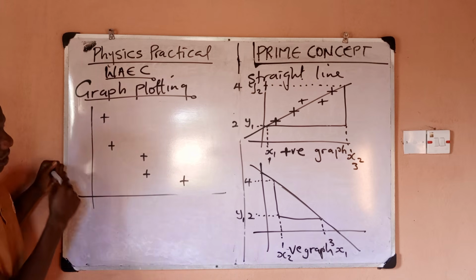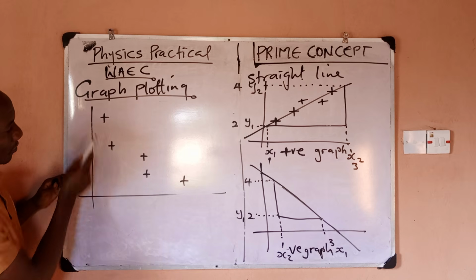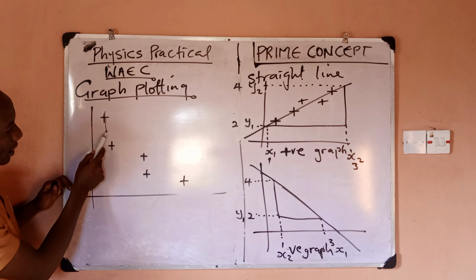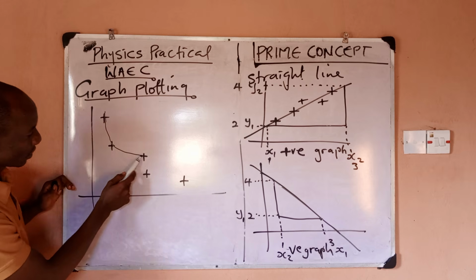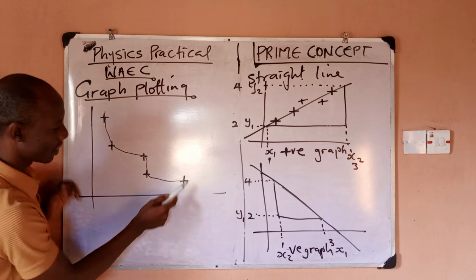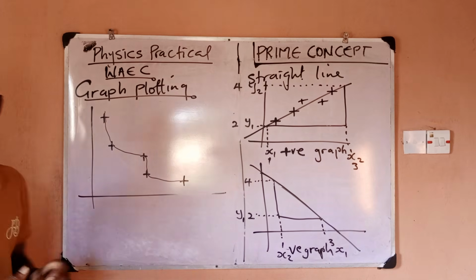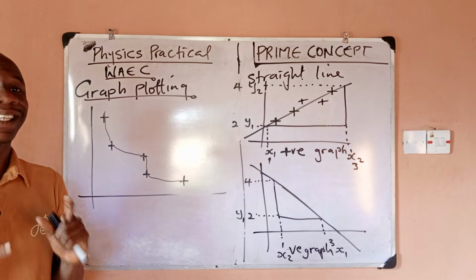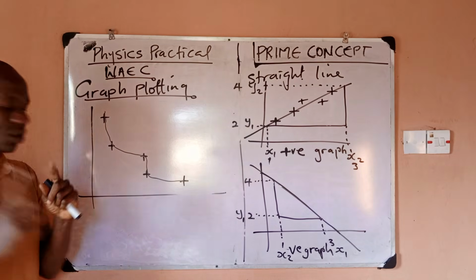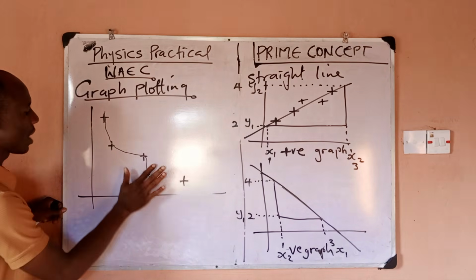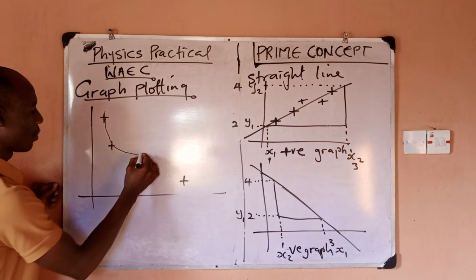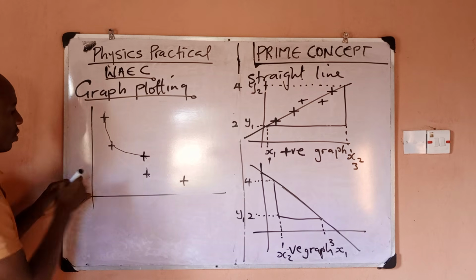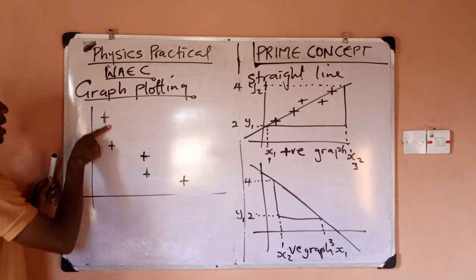But most students, when they want to join this as a curve, they will bring this, bring this, bring this, bring this. You see that it's not a perfect curve. So when you want to draw a curve, you pick just the points that give you a perfect curve. That is what WAEC approves of. So you don't have to join everything. There are points that will deviate, so you ignore those points.